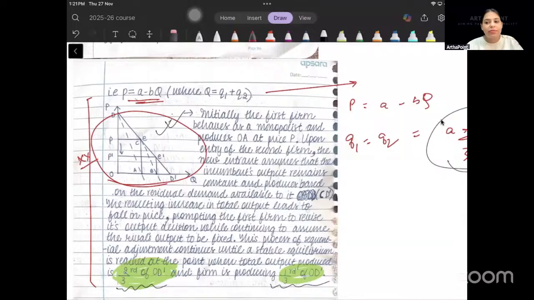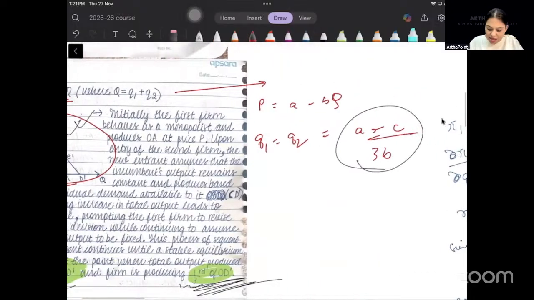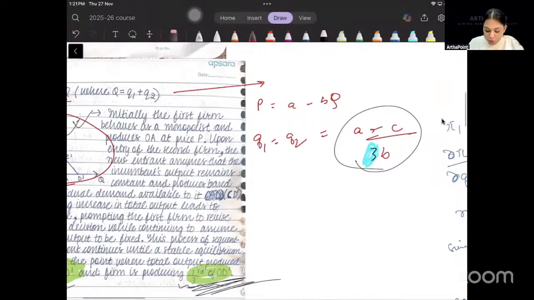Without the model, this answer is very incomplete, and it does not tell the examiner exactly how we know it will be 1/3 of the output. Why is this 3 coming in the denominator? How do we know that? We know that because we solved it mathematically. But this is something you should know.